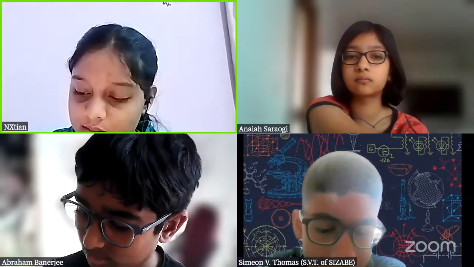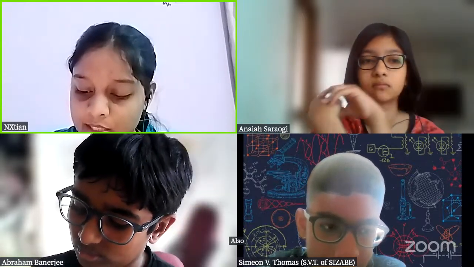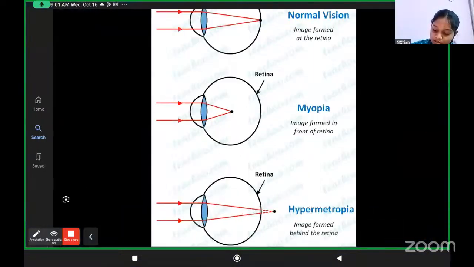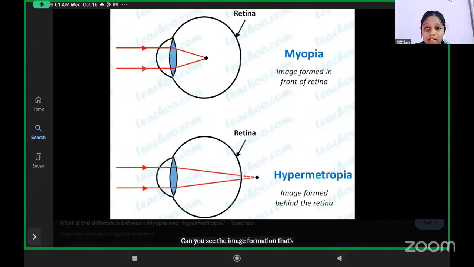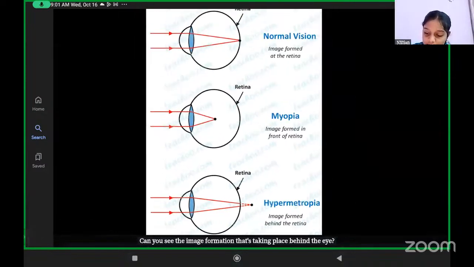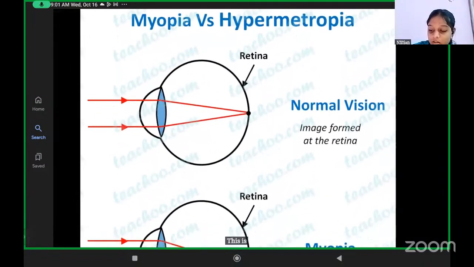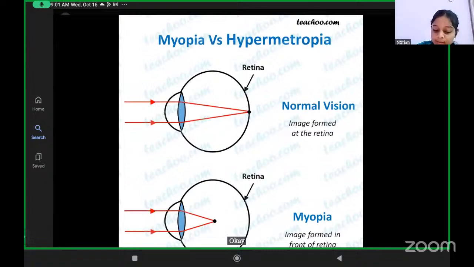This is also known as hypermetropia. What happens in hypermetropia? Can you see the image formation that's taking place behind the eye? This is normal vision. Okay, this is the retina.